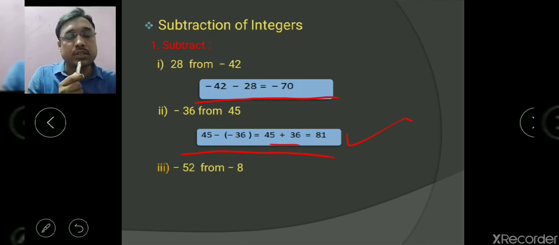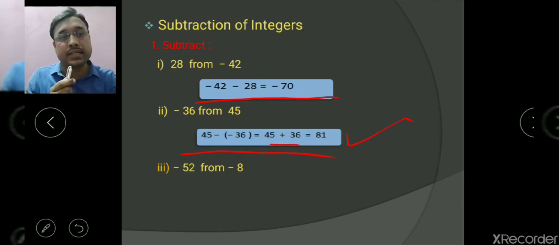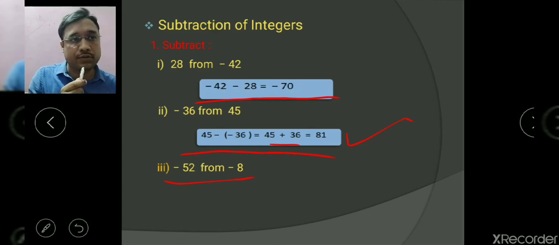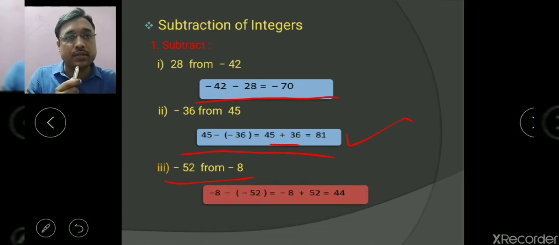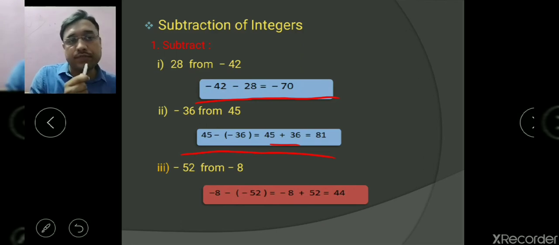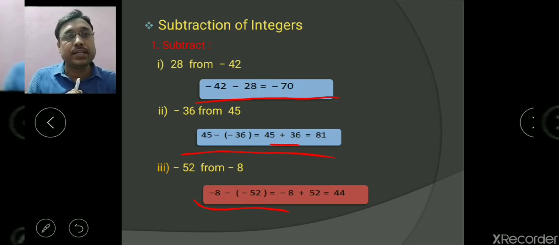Next type of question, here both the numbers are negative. Subtract minus 52 from minus 8. The third type of question for subtraction. You see that here we can do like this, that minus 8, we can write minus 8 minus 52. Okay, minus 8 minus 52. So both the signs here are coming negative. So minus 52 you will write in the bracket. See, I have written that minus 52 in the bracket here.